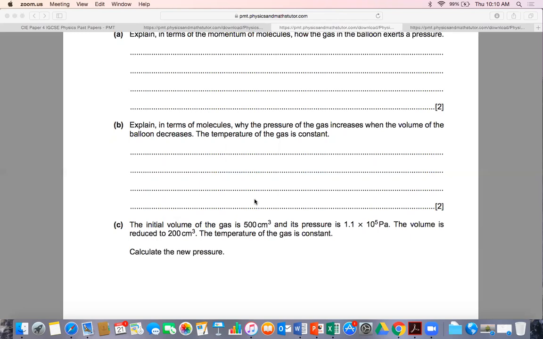From 500 to become 200, I'm using ratio. 500 to become 200 is 2.5. So 1.1 times 10 to the power of 5, I times 2.5 to get my new pressure. Because 500 times 2.5 is 200. So 1.1 times 10 to the power of 5 times 2.5 is 275,000 Pascal.